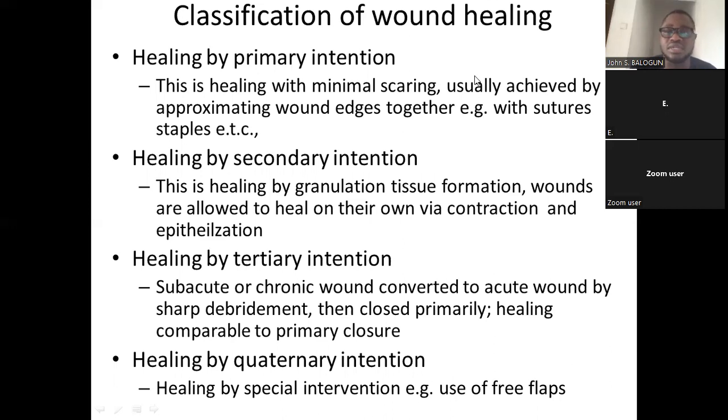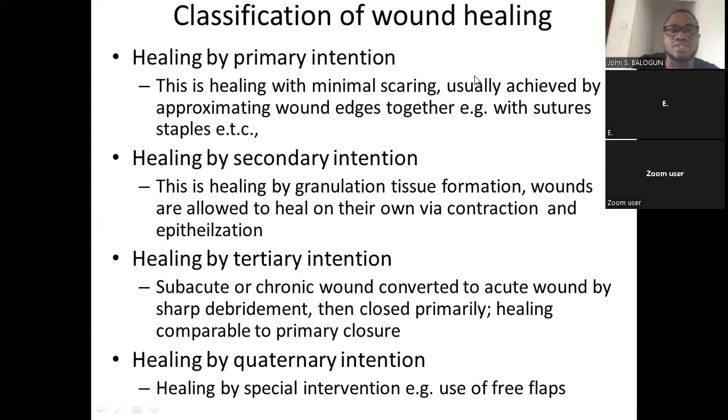Then there's a quaternary intention. This quaternary, I will not bother you about it. Again, this slide was not prepared primarily for this lecture. It was prepared for a postgraduate lecture. But then there are certain parts that you will need, so I will just bring those parts for you. And the other part, I will not bother you about it.